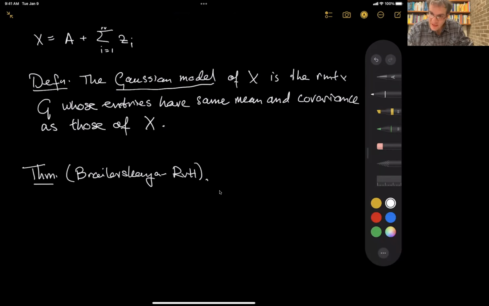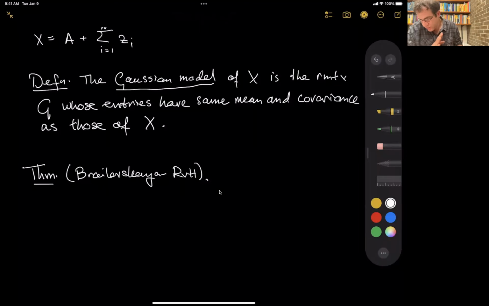They have the same covariance as the entries of X. So if the entries of X have covariance 0, all of them, then the entries of G will be independent. But if the entries of X do not have covariance 0, then the entries of G will not be independent. So this is an extremely general model. It captures many dependent situations. And this is a kind of simplified form of one of our results.